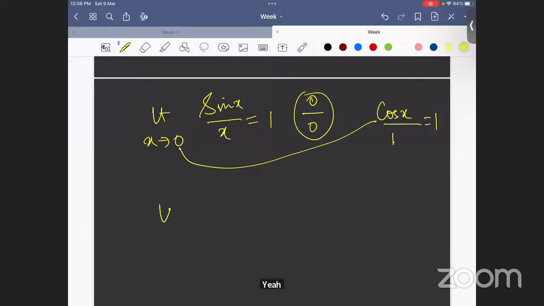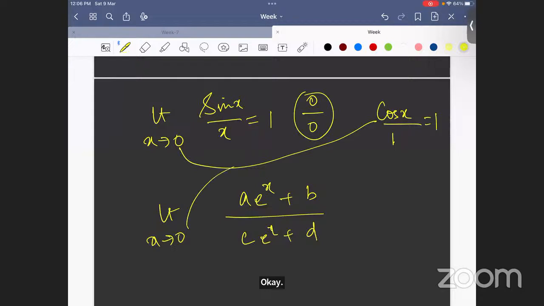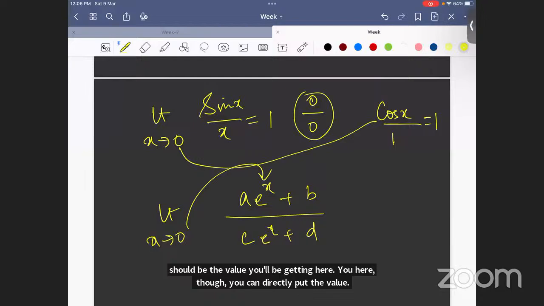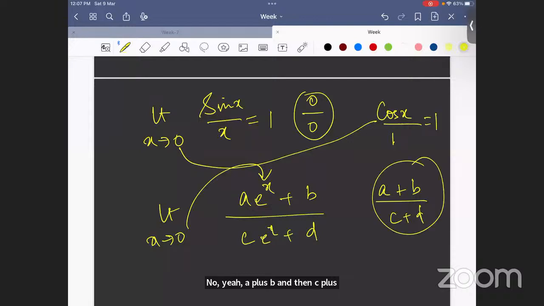Let's for example say you have a limit of (a to the power x plus b) upon (c to the power x plus d), with x tends to 0. What should be the value you'll be getting here? You can directly put x equals 0. If you put 0, you will directly get (a plus b) upon (c plus d). You can directly get it, right?